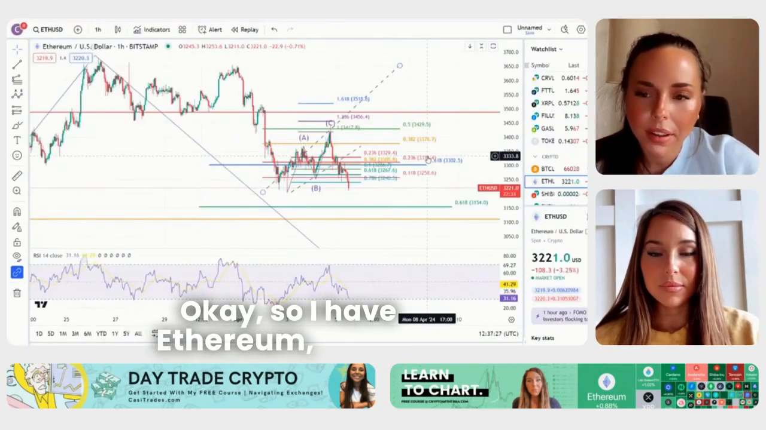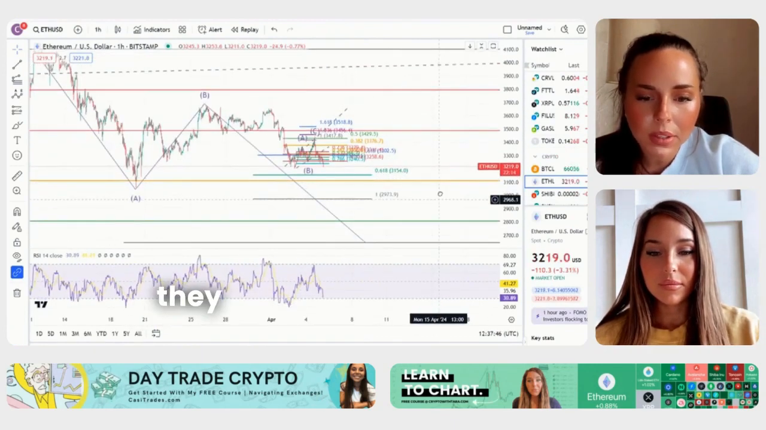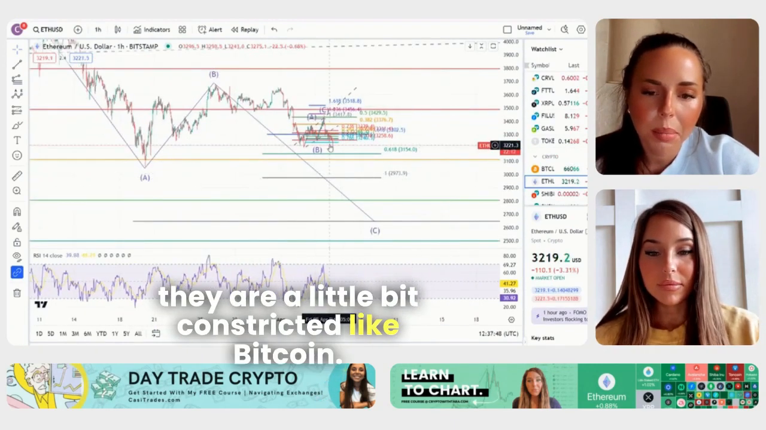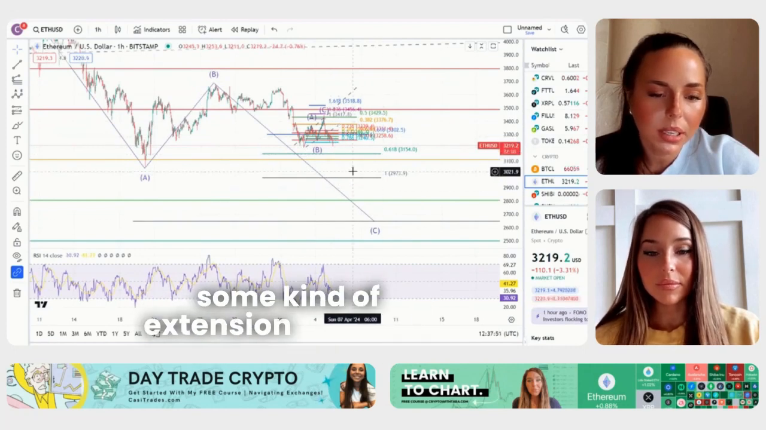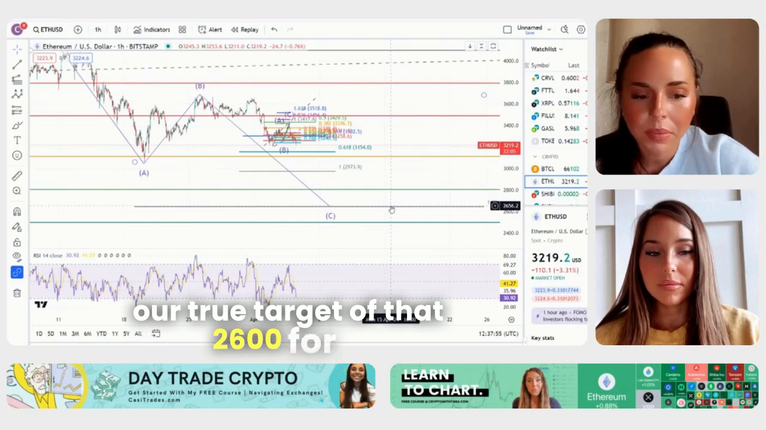Okay, so I have Ethereum 1 hour. I'm really zoomed in here. As we zoom in on the subwaves, they are a little bit constricted like Bitcoin, but I think we're just going to get some kind of extension here and really hit our true target of that 2600 for C.